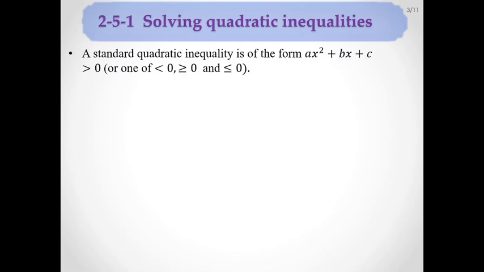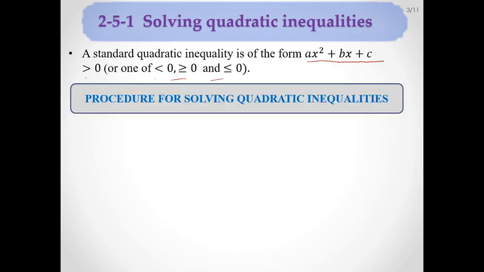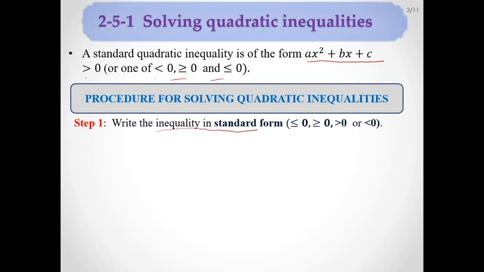Solving quadratic inequalities. A standard quadratic inequality is of the form ax squared plus bx plus c bigger than 0, or less than 0, or bigger than or equal to, or less than or equal to. Now, the procedure is this. First, you have to write the inequality in standard form, so we have to have a 0. The important thing is we have to have a 0. If you have x squared plus 1 less than x, you send it to this side and you get x squared minus x plus 1 less than 0. So first we have to do this.